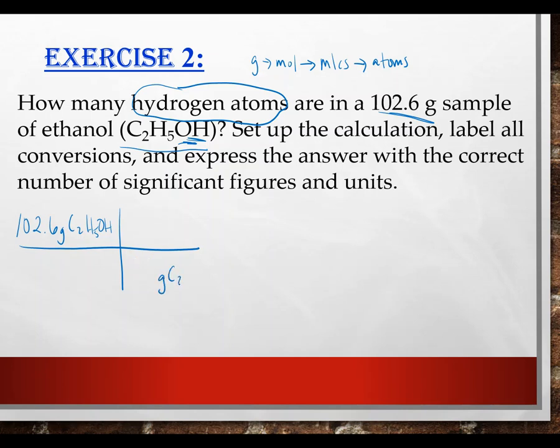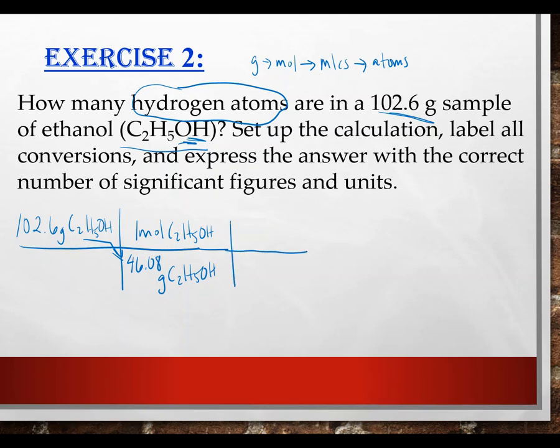So we do grams of ethanol here on the bottom, diagonal that down to get rid of it so it cancels. That's going to equal 1 mole C2H5OH. And we add this up, I believe it's 46.08 grams per mole. 2 carbons, 6 hydrogens, 1 oxygen on the periodic table. Add that up, you get your molar mass.